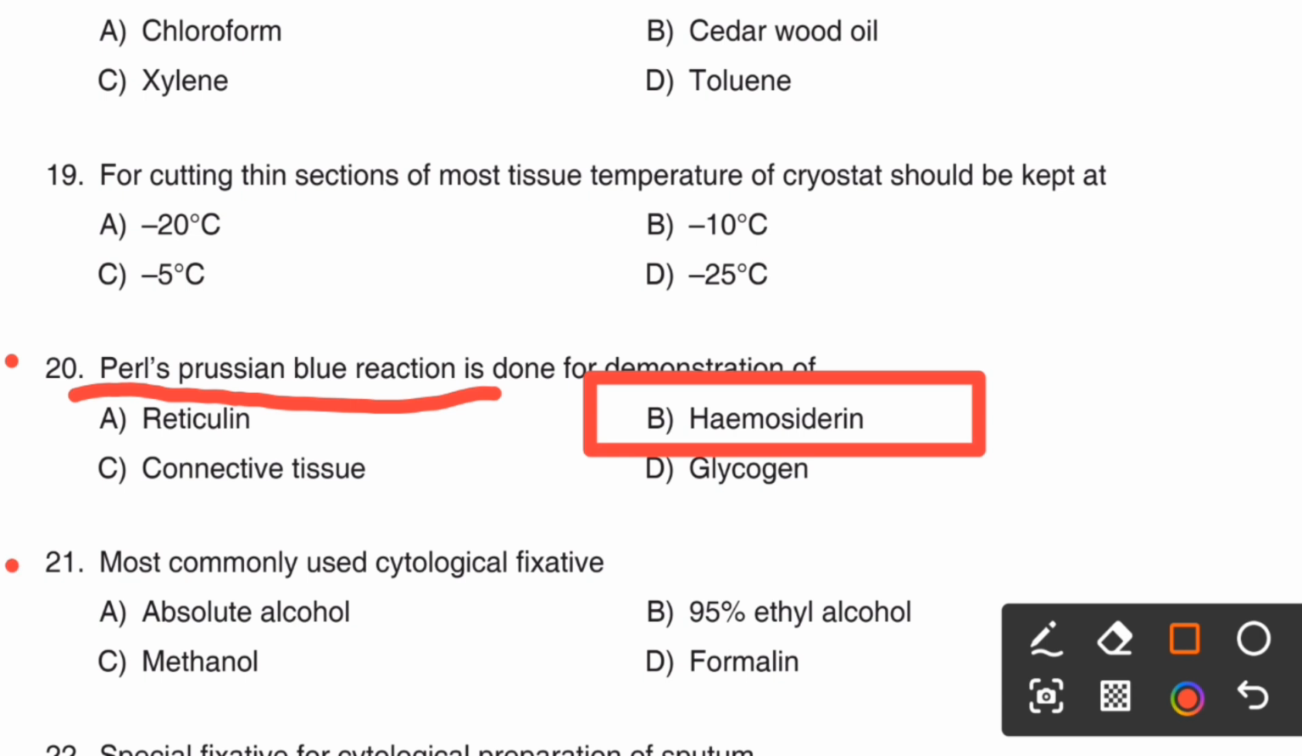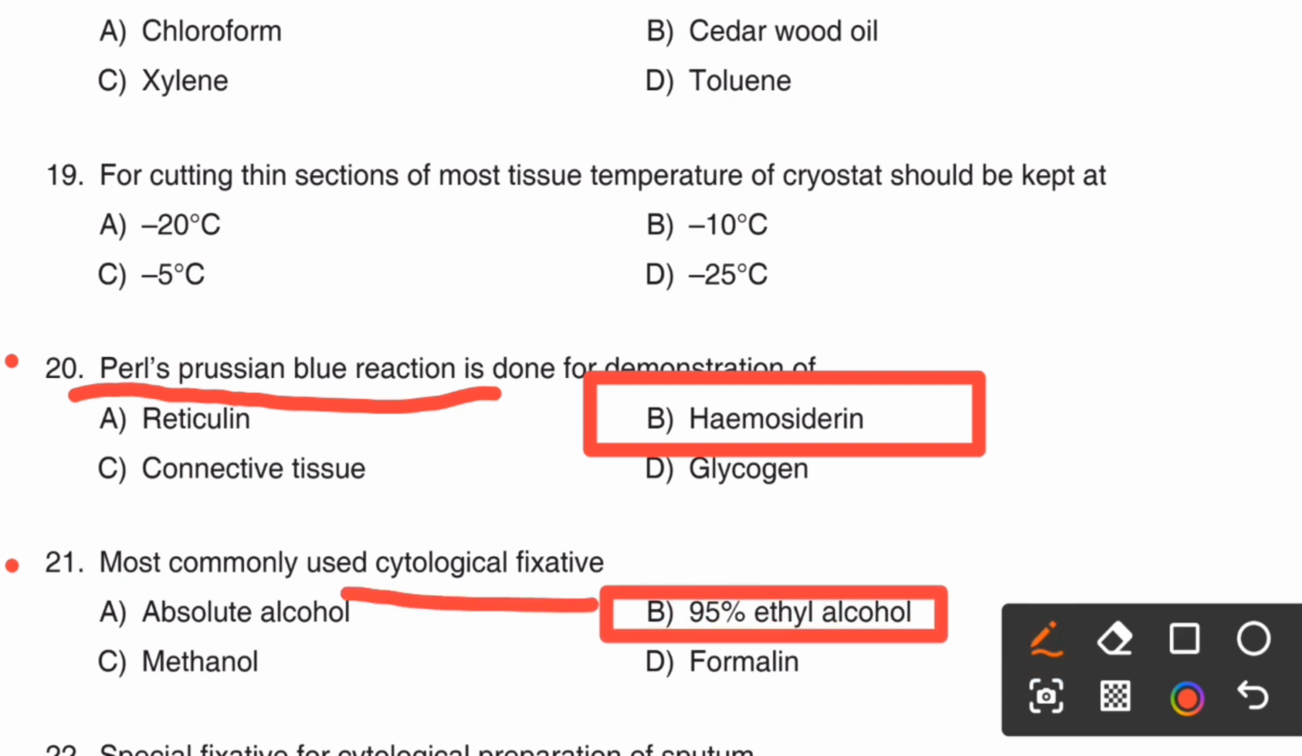Next question. Most commonly used cytological fixative. Option A, absolute alcohol. Option B, 95% ethyl alcohol. Option C, methanol. Option D, formalin. Right answer, option B, 95% ethyl alcohol.